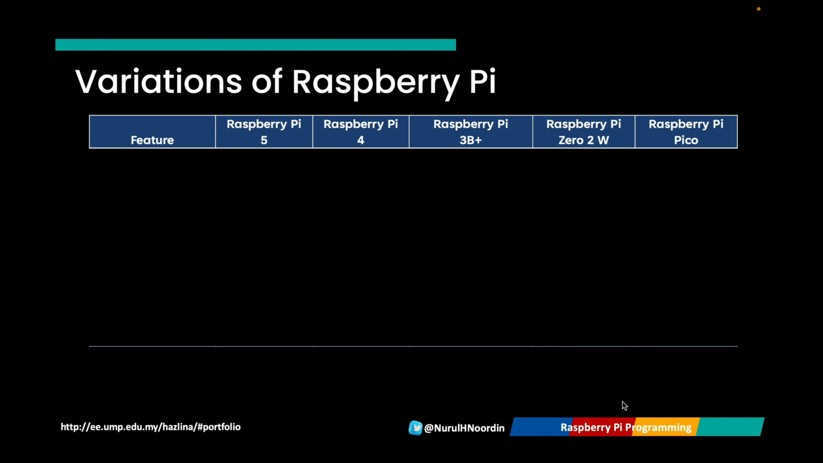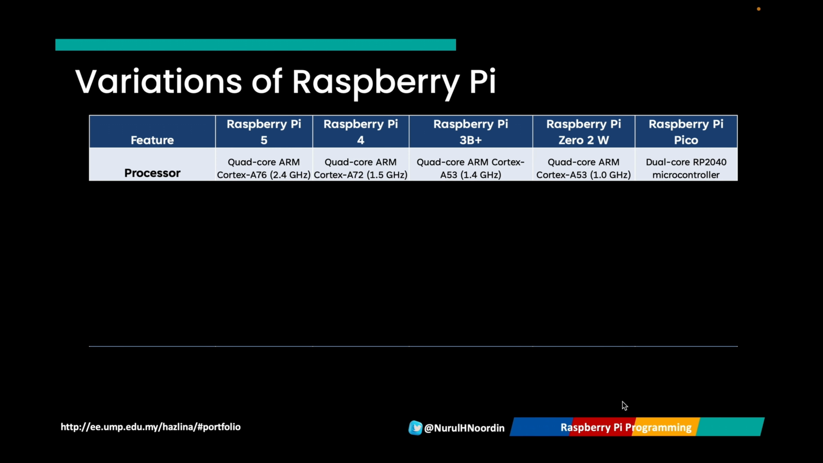Now, let's compare the different variants of Raspberry Pi. The Raspberry Pi family includes models such as Raspberry Pi 4, Raspberry Pi 3B+, Raspberry Pi Zero, and Raspberry Pi Pico. Each of these models has unique features suited for different applications. Let's break down the key differences.